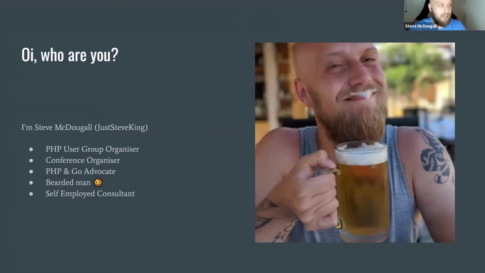So who am I? I'm Steve McDougall. You can find me pretty much most places as just Steve King. I used to be Steve King, but when I got married, I took my wife's last name. I'm one of those people. So ignore the confusion if you're wondering who just Steve King is. I'm a PHP user group organizer. I've been running PHP South Wales for over 2 years now, and one of our attendees, Oliver Davies, is taking over from me recently. So I can focus on all the other millions of things that I do.